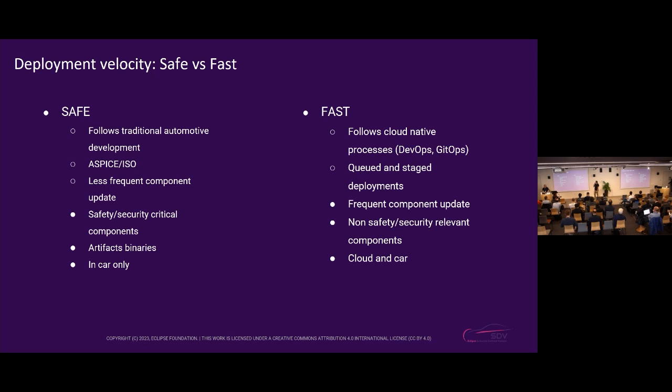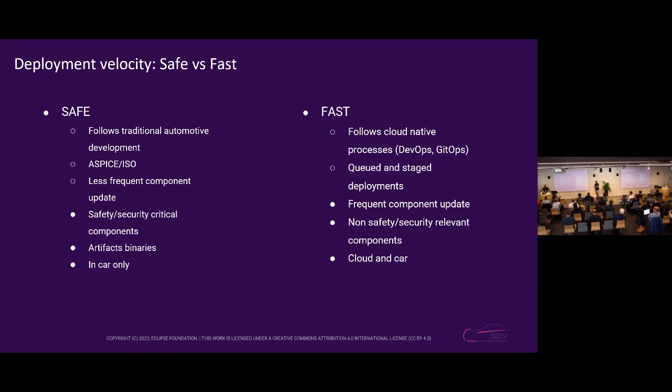But if you look at the fast approach, it follows a cloud native process. So you can use a DevOps process, you can use a GitOps process. It goes into a queued and staged environment. Again, when I said you can automate everything, that doesn't mean you have a click-button deployment into a car, right? It means it goes into some place where it's ready to be deployed, right? There's a difference between continuous delivery and continuous deployment. But those are the things that are frequent component updates.